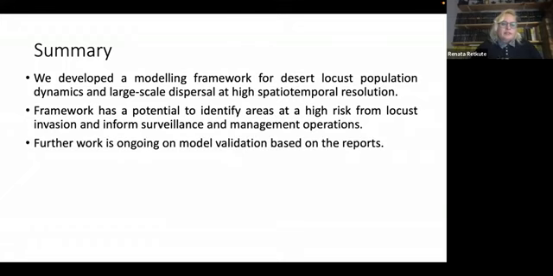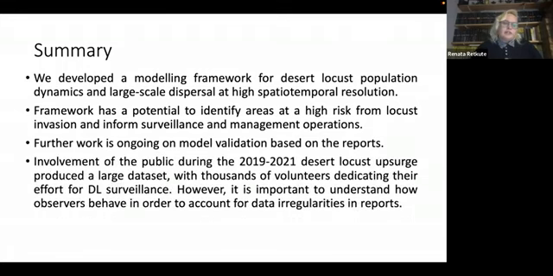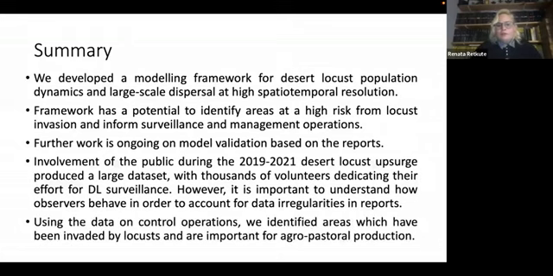So at the moment, there's a lot of work ongoing on model validation based on the reports. But as I said, involvement of the public created this big data set. If I add all the days which volunteers took reporting, in total it's 580 years of volunteering work. However, it is important to understand how observers behave in order to account for the data.